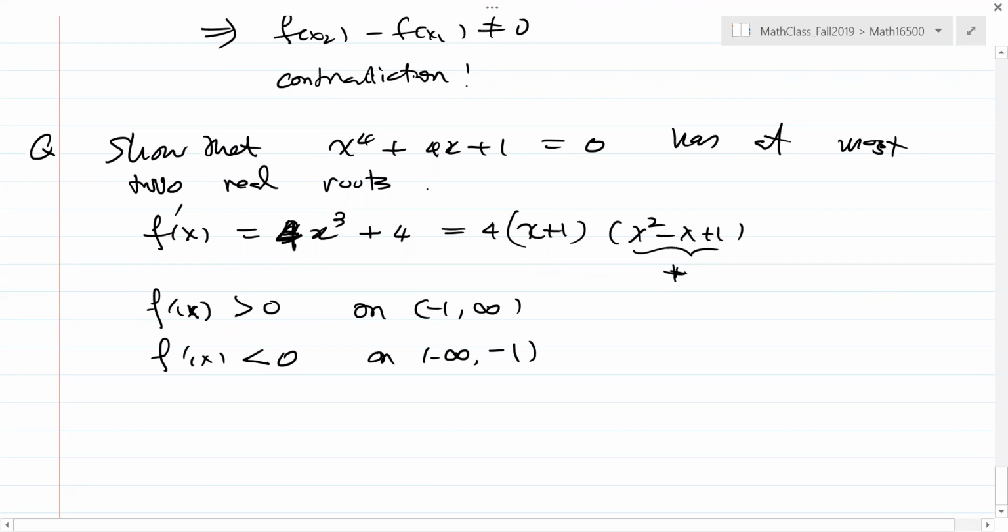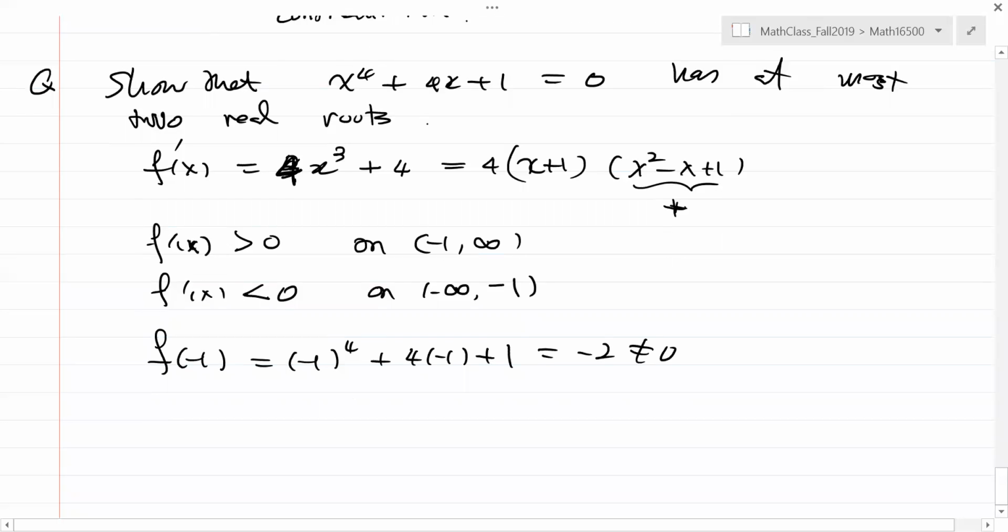Why are there at most two roots? Because on each interval, the derivative has the same sign. So you have at most one real root in each, but then you also have to look at f of negative 1. It's not a 0, okay? Otherwise, maybe you have a third. So negative 1 to the 4th power, 4 times negative 1 plus 1, which is negative 2, not 0. So negative 1 is not a root, okay?